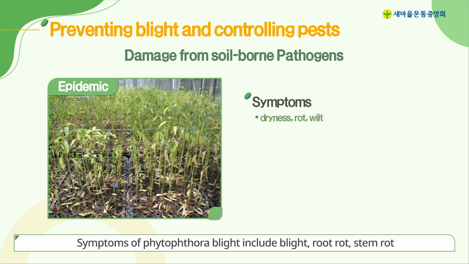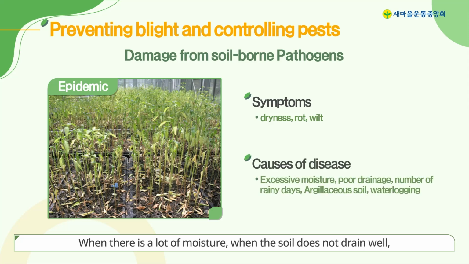Symptoms of Phytophthora blight include blight, root rot, stem rot, and fruit rot. Crops eventually wither. When there is a lot of moisture, when the soil does not drain well, or when it rains a lot, this pathogen appears. When it rains for a long time, pathogens multiplying in the water spread rapidly along the movement of water. To prevent this, it is important to drain your soil well.